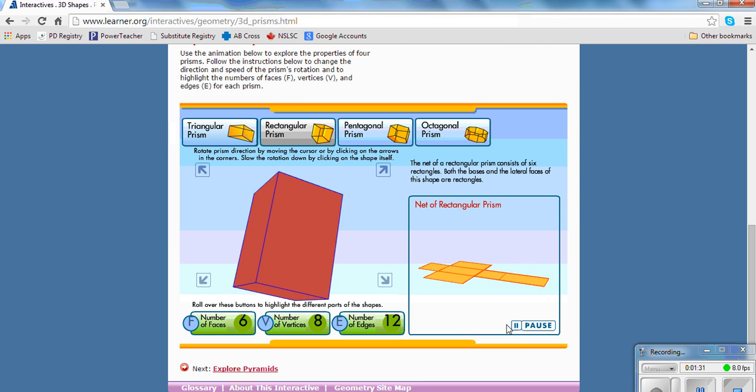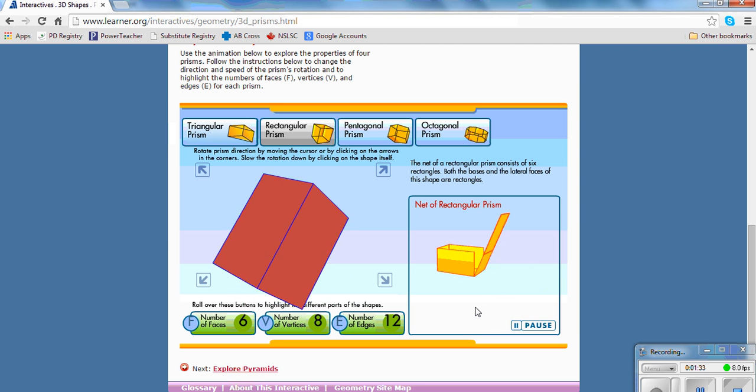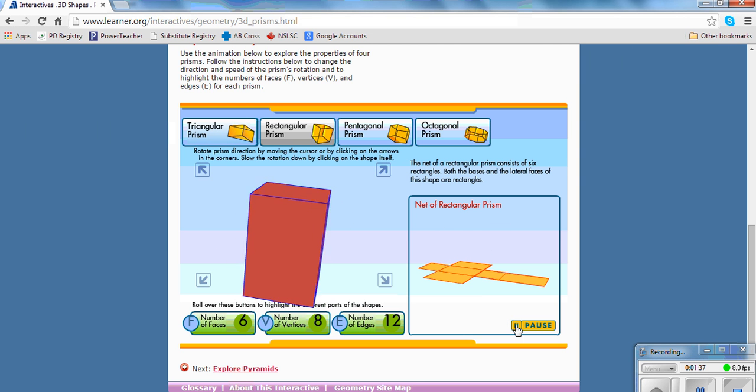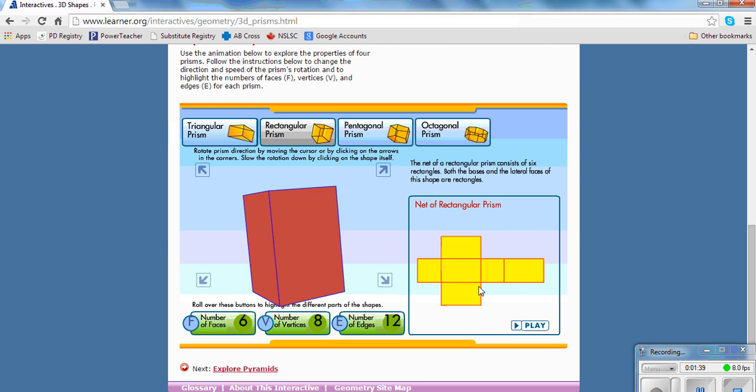See, there it builds up, and then it's going to fold down. I'm just going to pause it. So we have the top and the bottom, the same shape repeated twice. We have the front and the back, the same shape repeated twice, and the left side and the right side, the same shape repeated twice. Okay, if this thing isn't making you dizzy yet, I don't know what would.